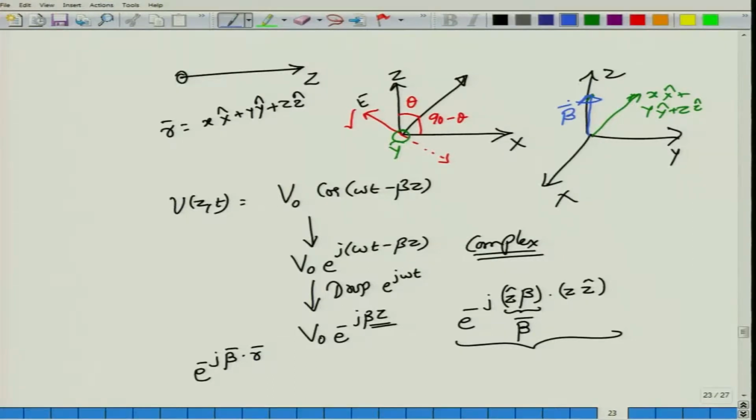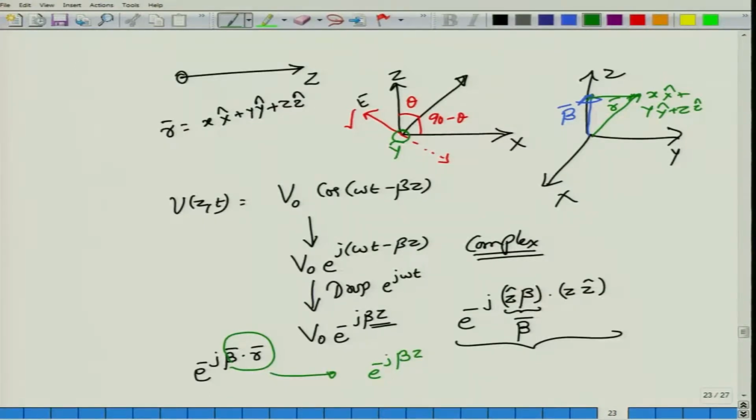This is the direction for beta, this is the position vector r, and beta dot r will be the dot product between this propagation vector and any point or the position vector, right, and that would be just the projection of this r onto the z axis. That is precisely what this beta dot r is telling you. If the wave is propagating along the z axis, then e to the power minus j beta dot r is a fancy way of saying e to the power minus j beta z.